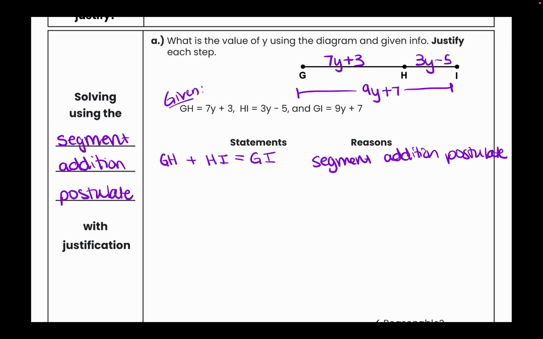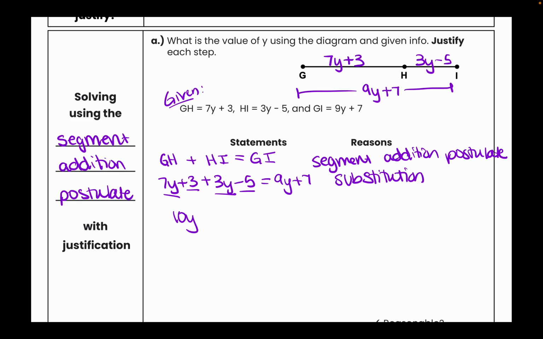Next, we know that GH is 7y plus 3, HI is 3y minus 5, and GI is 9y plus 7. And all we did there was substitution. Now we're going to combine like terms. So 7y and 3y is 10y, 3 minus 5 is negative 2. So that was just simplifying.